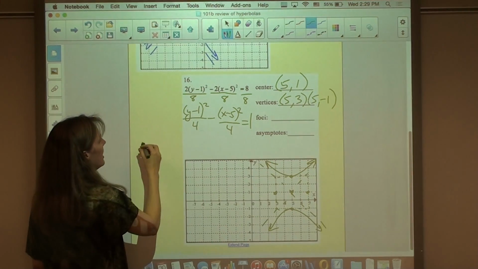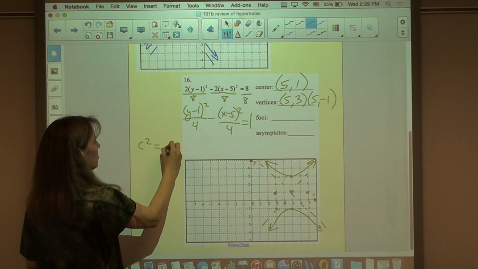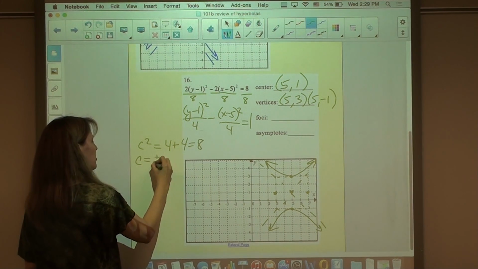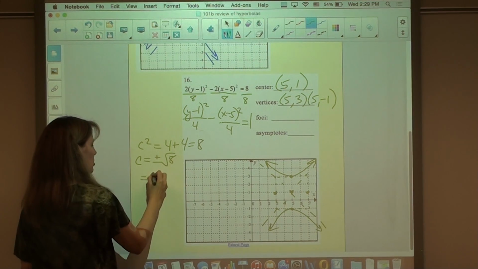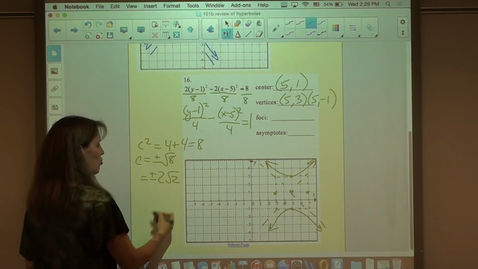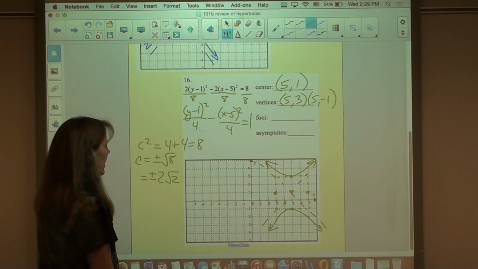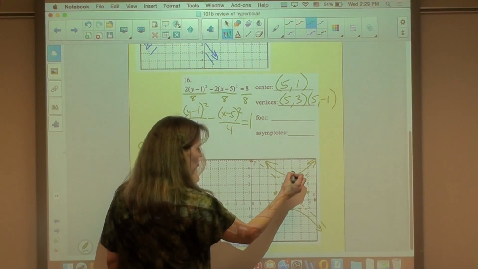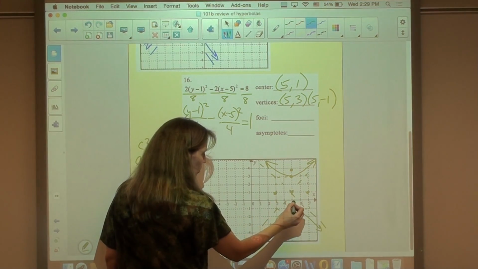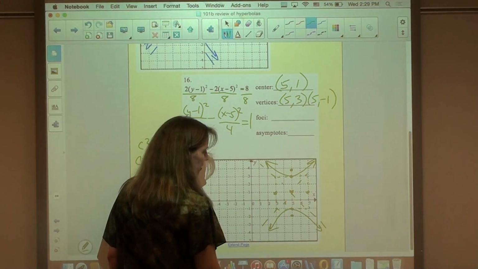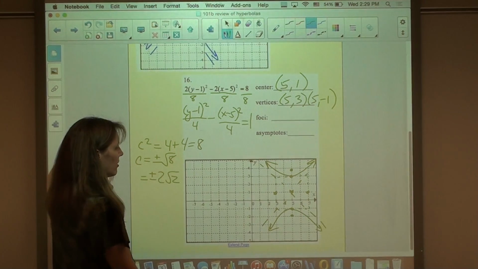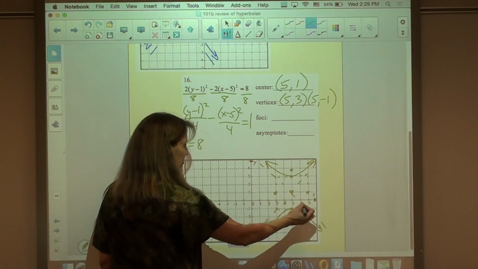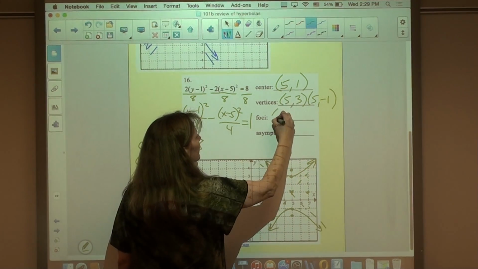Okay, our foci, so we have c squared equals 4 plus 4, which is 8. So c is plus or minus root 8, which is plus or minus 2 root 2. So root 8 is a little bit less than 3, right? Root 9 is 3, so 1, 2, 3. There. And our foci then would be 5 and then 1 plus or minus 2 root 2.